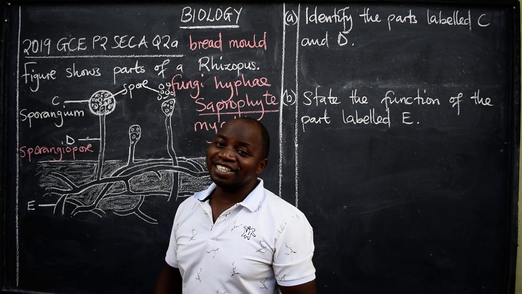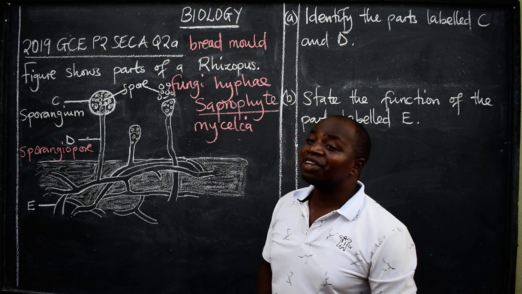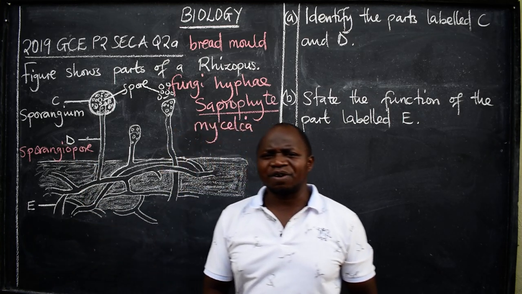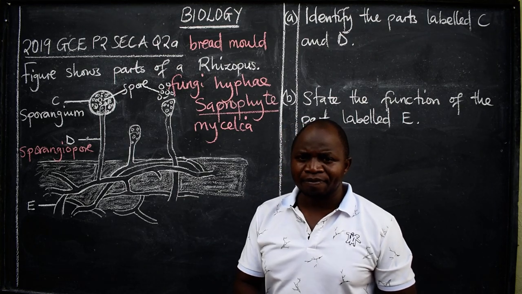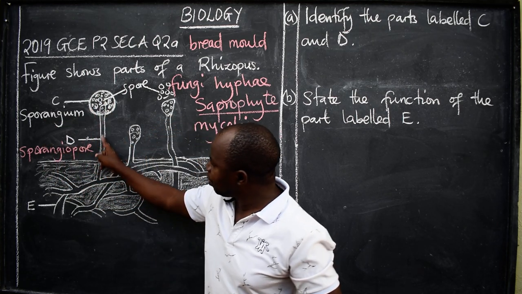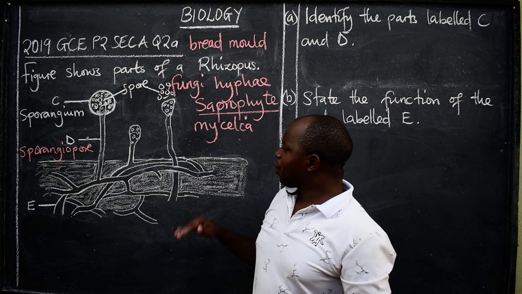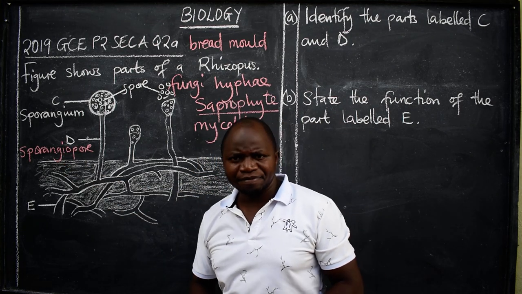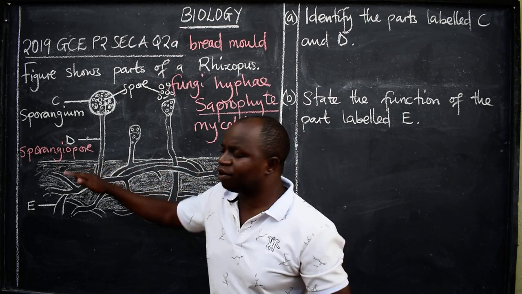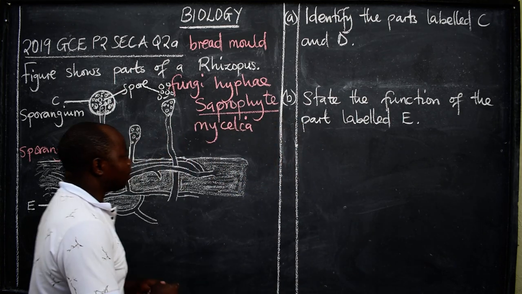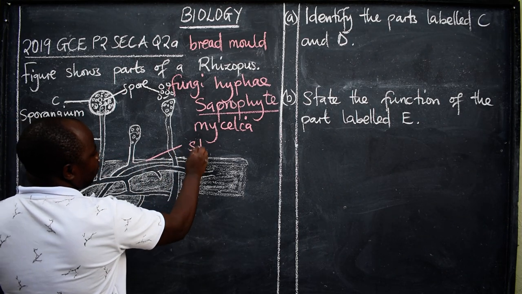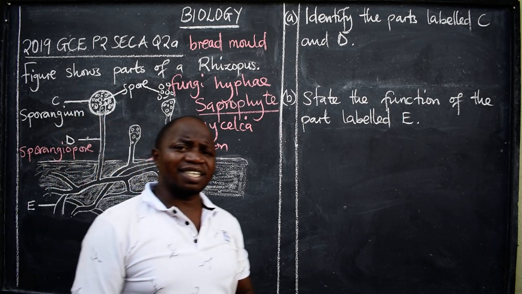So please, what is important here is to know the correct spellings. Of course, pronunciation may differ, but you have to write the correct spelling. That is what defines biology. So we have sporangium, which is this, and sporangiopore, which is the one that is holding that. We have vertical hypha. The vertical ones are these. Then we also have the horizontal ones. What do we call them? The horizontal ones, like this one here. So the horizontal one can be called stolon. That is the stolon.